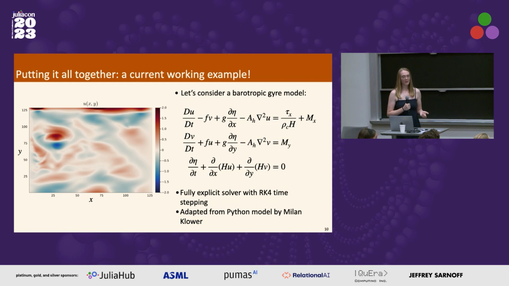U and v are the x and y components of my velocity vector, respectively. Eta is the displacement from the at-rest layer of fluid that is the model. This is a fully explicit solver with RK4 time stepping, and it was adapted from a Python model written by Milan Klöwer, so thank you to him. And here I have a snapshot of the x component of the velocity as I was integrating.